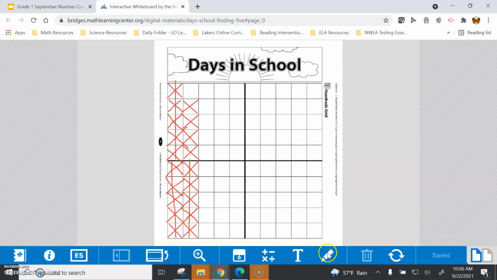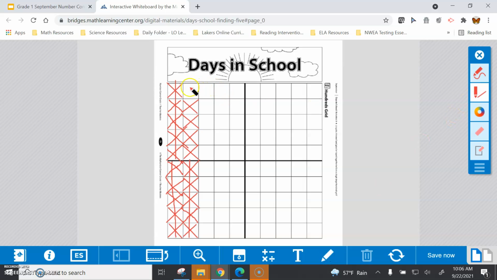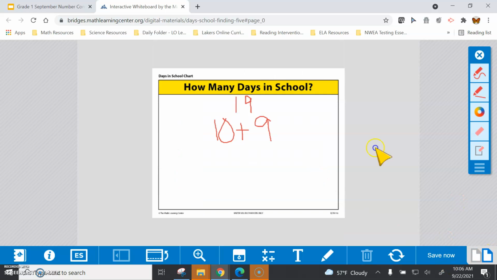Oh my goodness. Do you see what I see? We have to fill in today's day in school, but look how many days that makes for us. We have another group of 5 here. 1, 2, 3, 4, 5. Which means we have 5, 10, 15, 20. We've been in school for 20 days. Oh my goodness. 20 days.